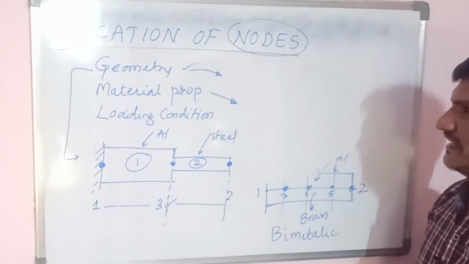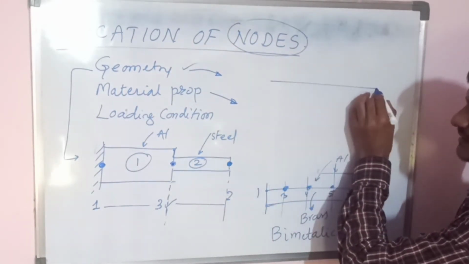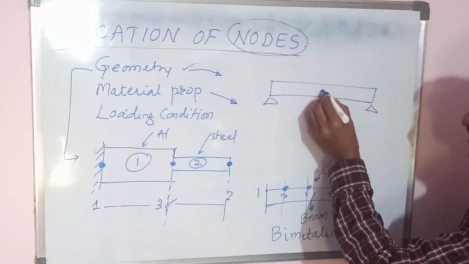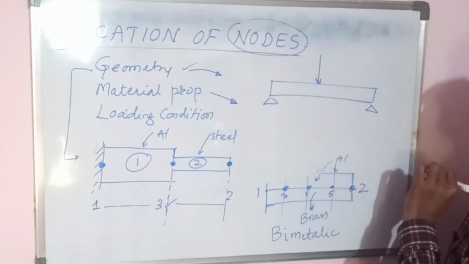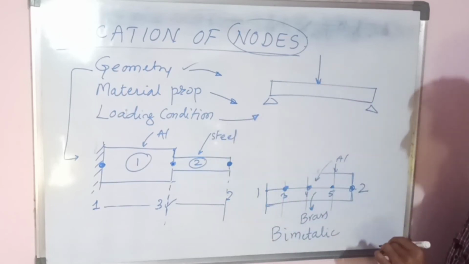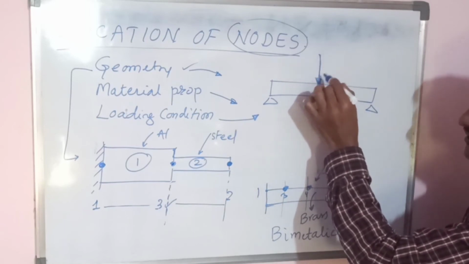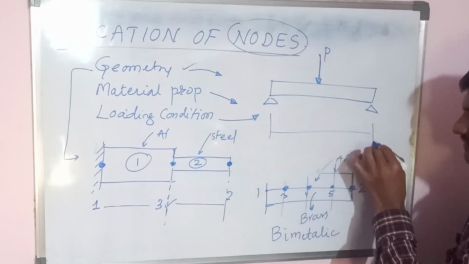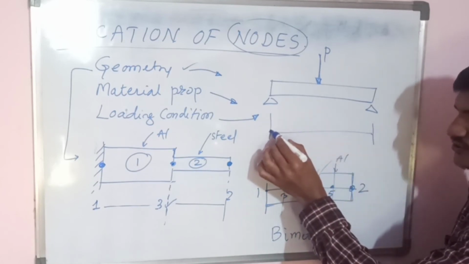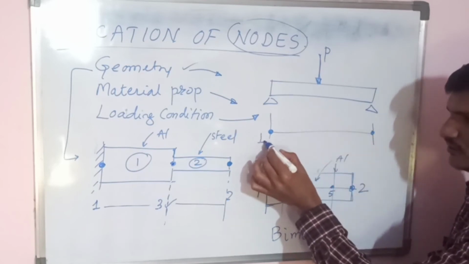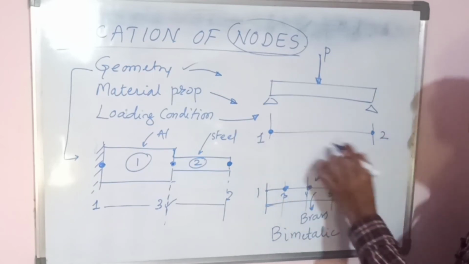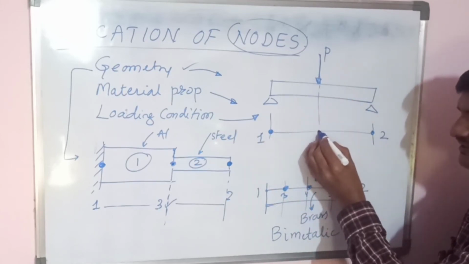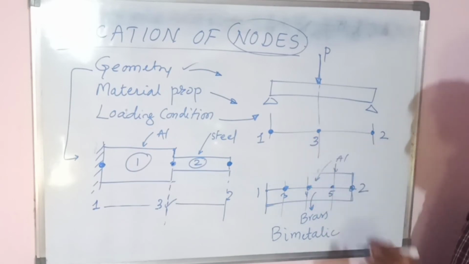Some examples we can take on the beam also. There is a uniform beam with supports at its ends. Now there will be a loading condition at the middle. Now I am going to discuss the loading condition. So there is a load P at the middle. If you want to discretize this element, at 1 and 2 there will be supports, so you have to represent node 1 and node 2. At the middle where the load is acting, you have to represent another node, that is the third.